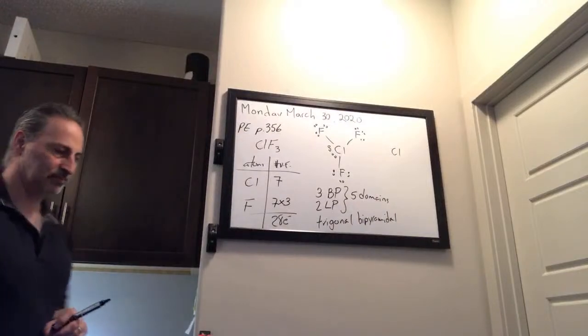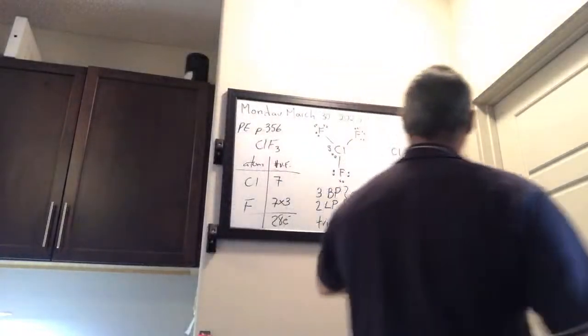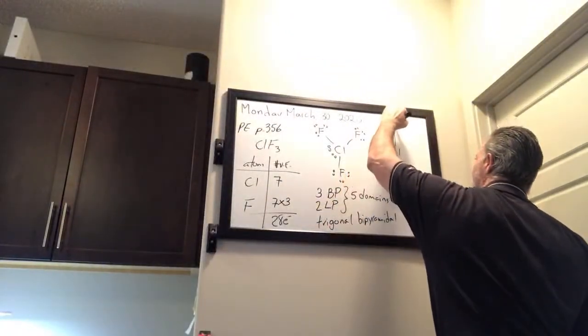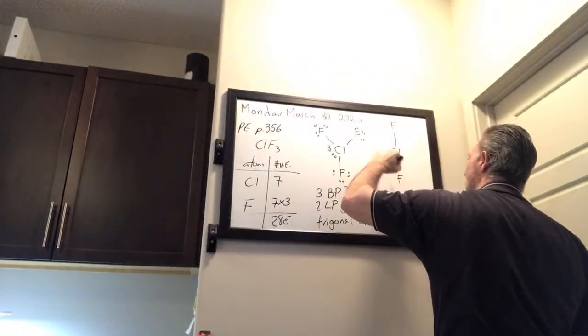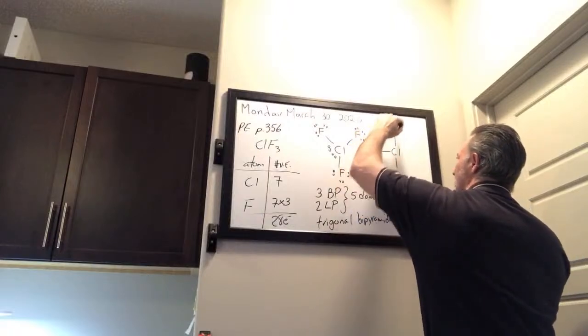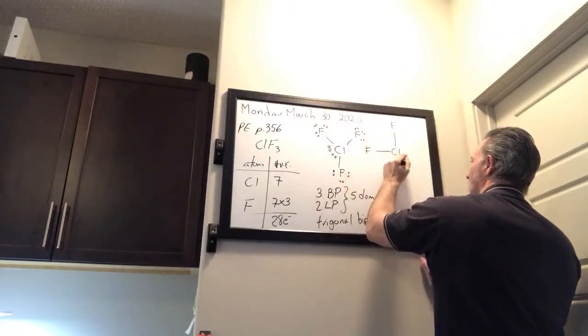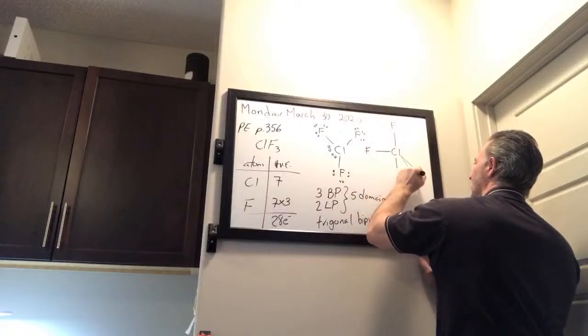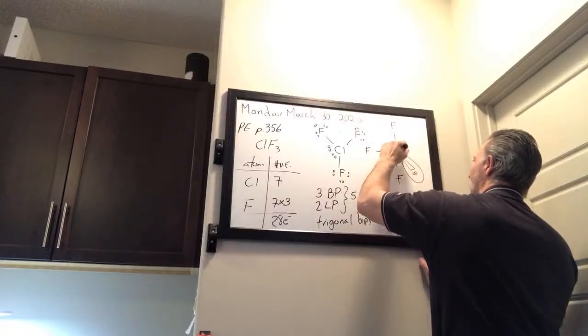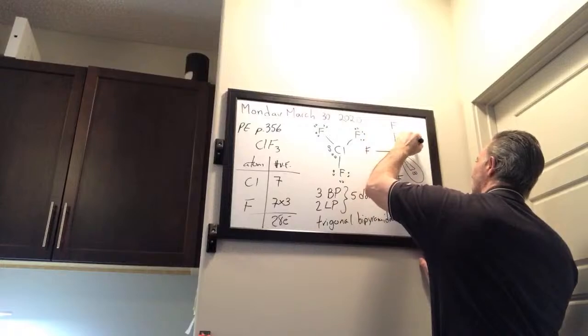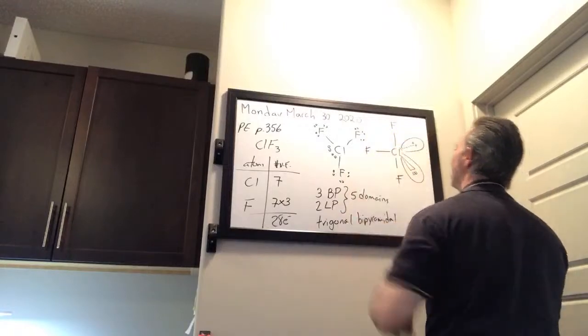Yeah, it's T-shaped. So what you get is one fluorine going above the plane, one going below the plane, one going to the side, so you get the T shape. And then you get a lone pair coming out at you. And you get one going behind the plane of the blackboard, or the whiteboard. So it looks like that.